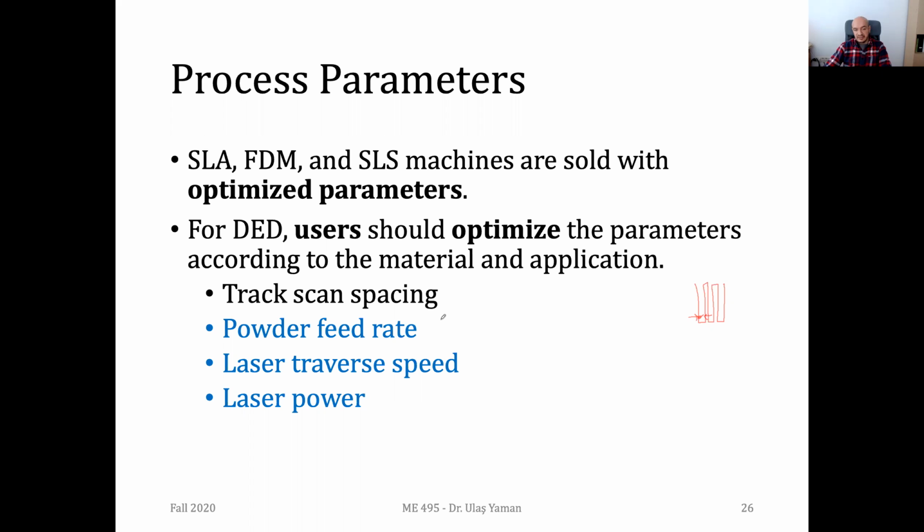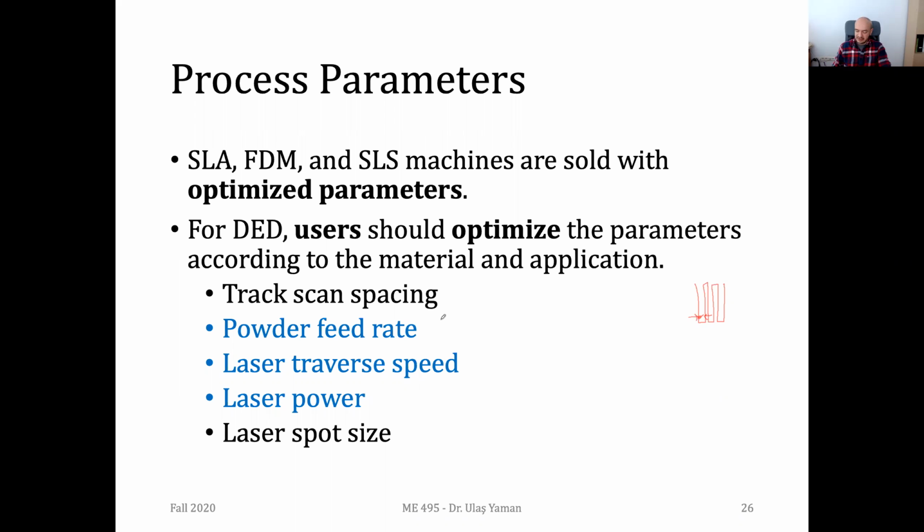We have powder feed rate, how much powder we are feeding into the molten pool, the speed of our laser, at what speed it is moving over the plane, and the power of it. And lastly, we have laser spot size. It depends on the optics. You can try to decrease or increase it. If you increase it, your accuracy will get lower. If you decrease it, you can decrease the size of the molten pool and have more precise products.